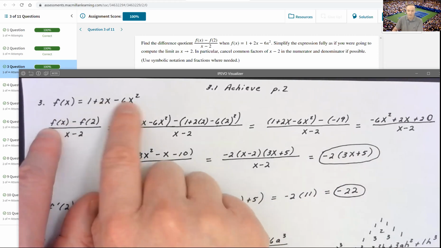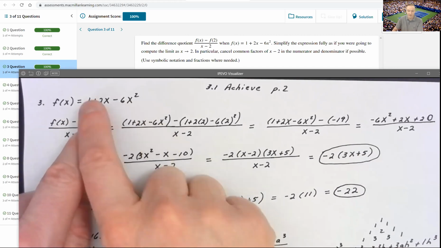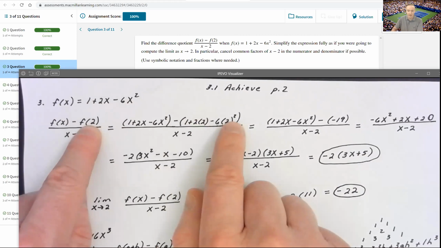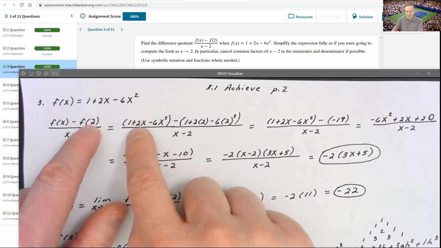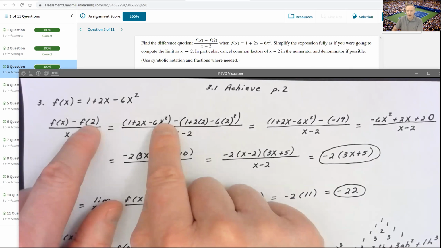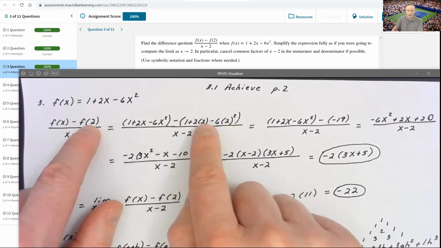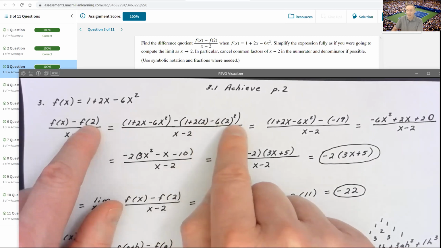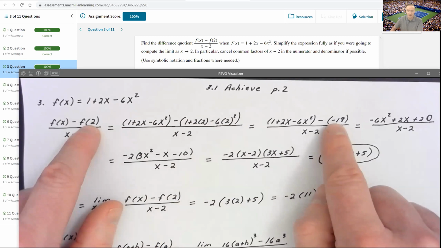F of x, that's your function here. Minus f of 2. Well, f of 2 is your function evaluated at 2. Your denominator, x minus 2. Now, I need to simplify that numerator. There's nothing here to simplify yet in the quadratic. But in this, f of 2, I know it's going to be 1 plus 4 minus 6 times 4, so that's 5 minus 24 for a negative 19.